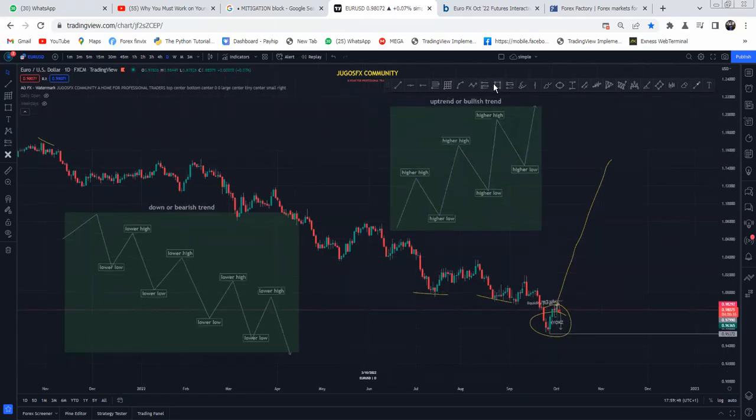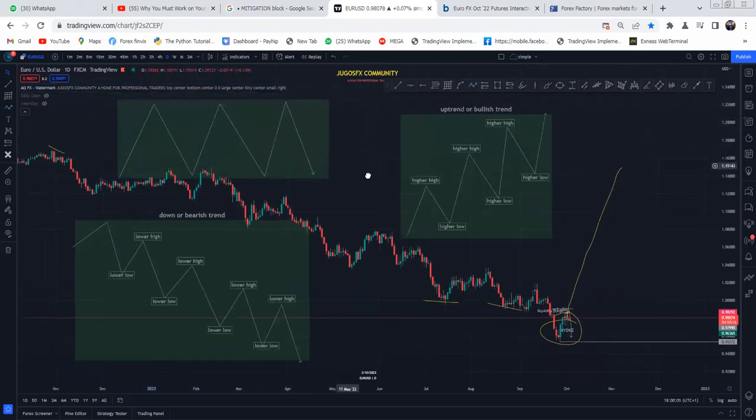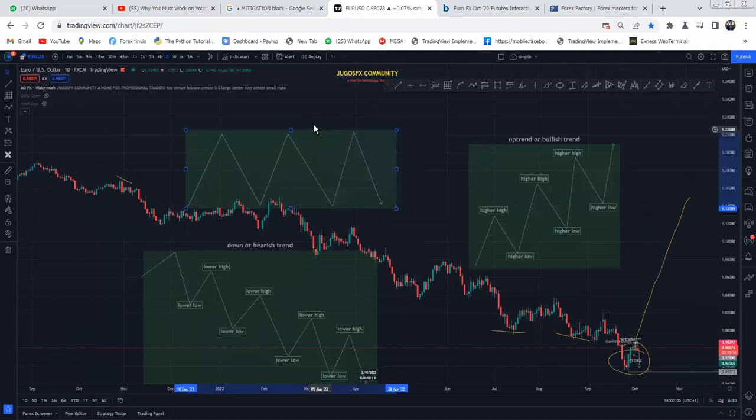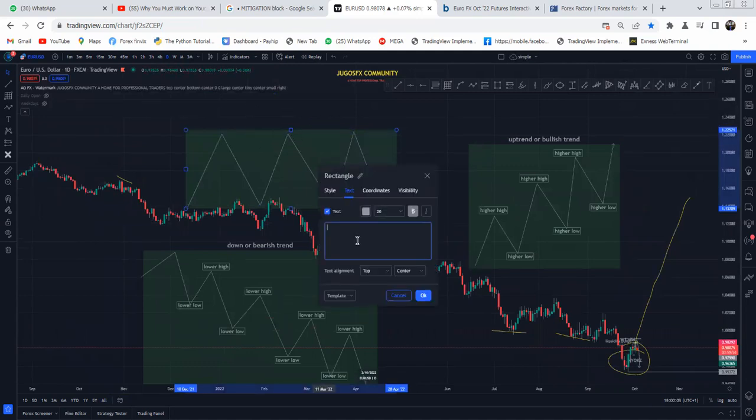In a ranging market, price is not creating swing highs or swing lows. It is moving in a tight range, creating just highs and lows, right? It's not breaking any previous high or whatsoever. This is called a ranging market. Price is not going in any direction. So this is a ranging market.